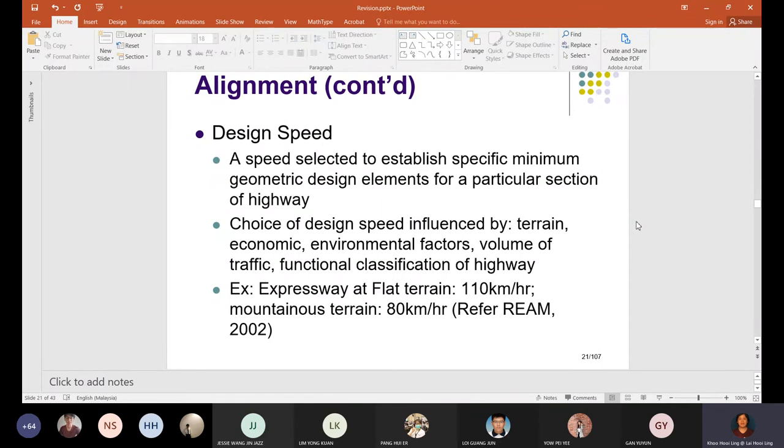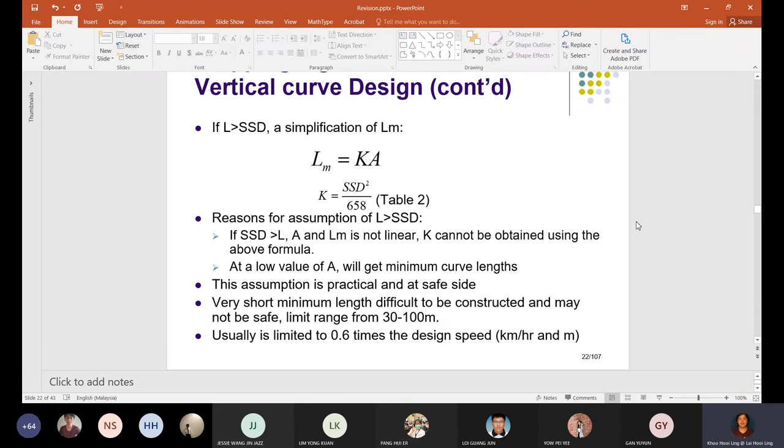How do we choose the design speed? We can choose based on some manual, for example, we can refer to the road manual. At flat terrain, we have 110, and mountainous terrain, we have 80 km per hour. This is just a very general guideline. Many times we have to see the stretch of the road that we design, and we have to check our design speed against the safe side distance. Whether with that particular design speed, are we able to provide that type of curve, that type of safe side distance, so that our driver can see properly and stop in front of the obstacle to prevent crashing.